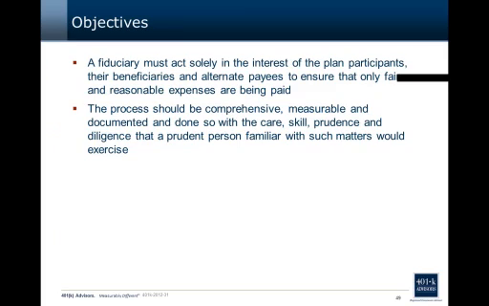So with that, let's talk about the process. Again, first and foremost, the fiduciary must act solely in the interest of the plan participants, beneficiaries, and alternate payees to ensure that only fair and reasonable expenses are being paid. And in order to be able to document that you've done that, you should have a comprehensive, measurable, documented process, done so with the care, skill, prudence, and diligence that a prudent person familiar with such matters would exercise. This is also known as the prudent expert clause within ERISA.